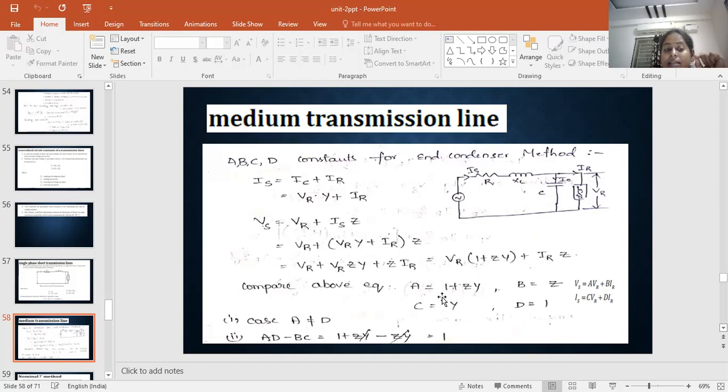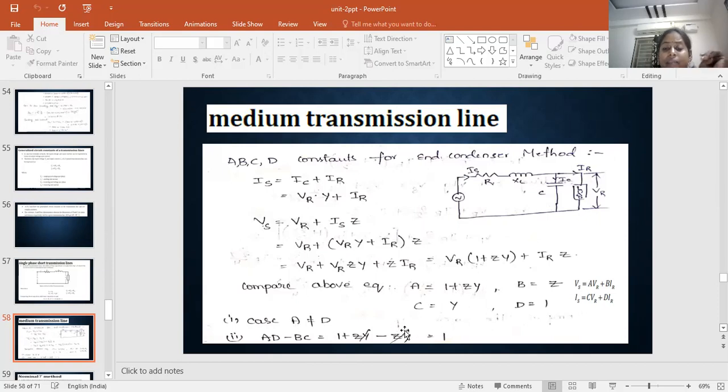And firstly, the constants can be calculated only if two conditions occur in that method; then only can we calculate the ABCD parameters. The first is A equal to D, and the second is AD minus BC equal to 1. The first condition is A equal to D, where A equal to 1 plus ZY and D equal to 1. So these two values are not equal. So for the medium transmission lines with the end condenser method, the ABCD calculations are not done.